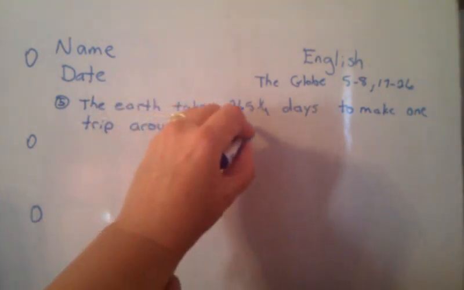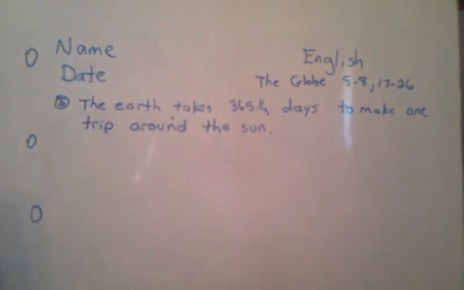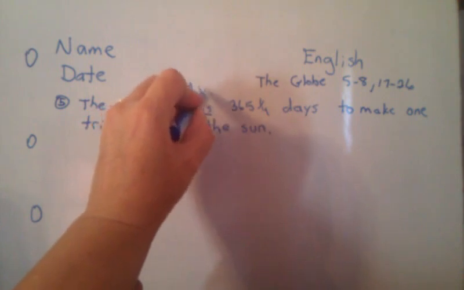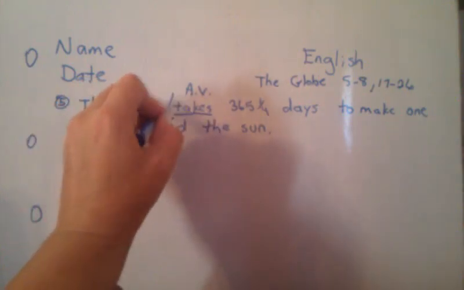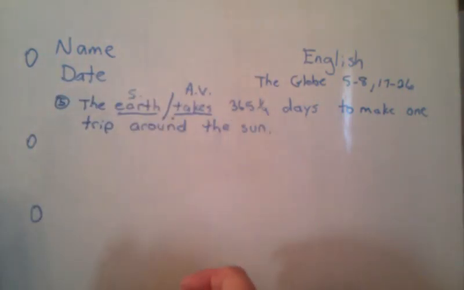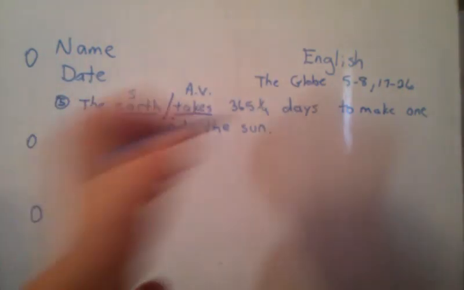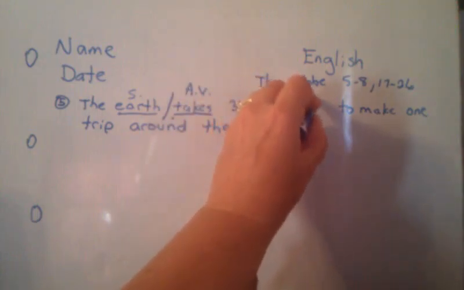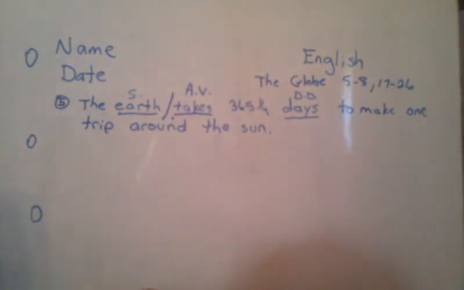Okay, so you would look at that and you would say, okay, what is my verb? What is my action word? My action word is takes. Can you take? Yes, you can. So this is an action verb. What takes? The Earth. So I know Earth is my subject. Earth takes what? Days. Since this is an action verb, that means days is my direct object. Okay? So, let's diagram it.